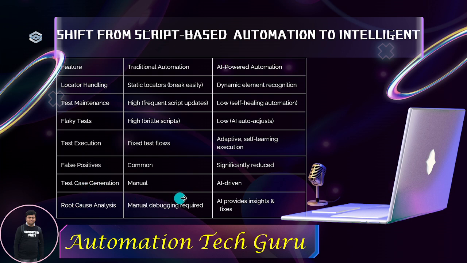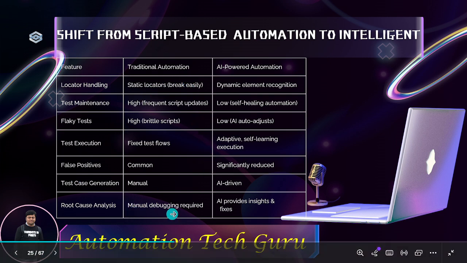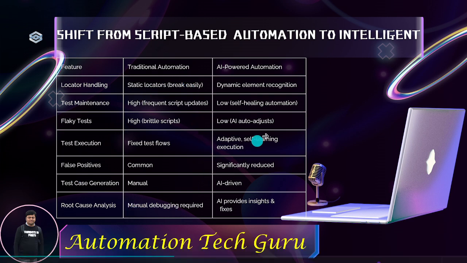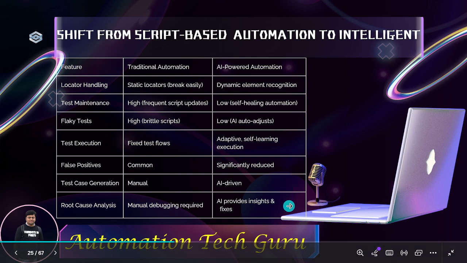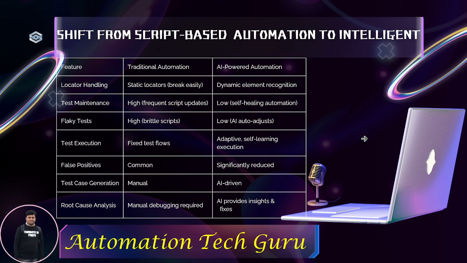And for root cause analysis, in traditional automation it is manual and debugging is required, so we need to debug the code. But in AI powered automation, AI provides insights and fixes. So this is the difference between script based automation and AI powered automation.